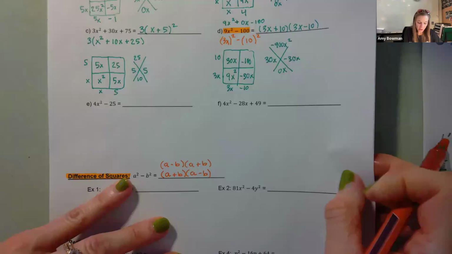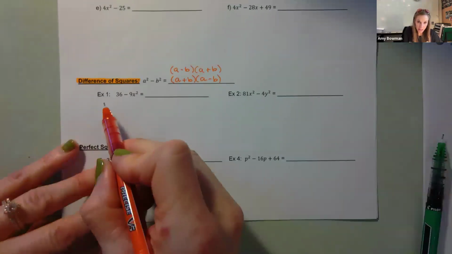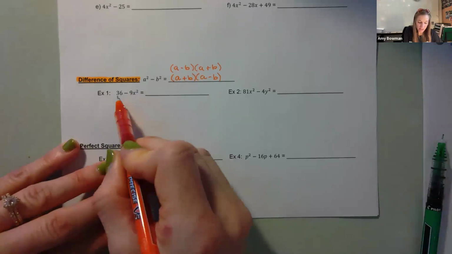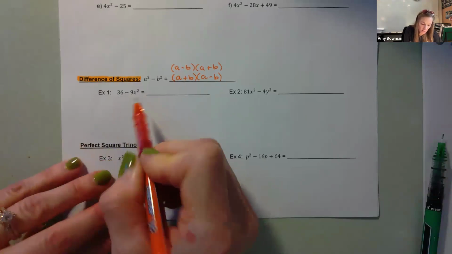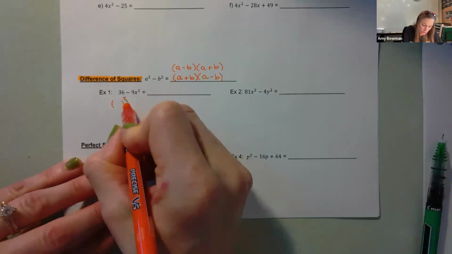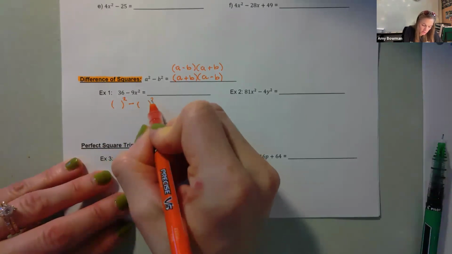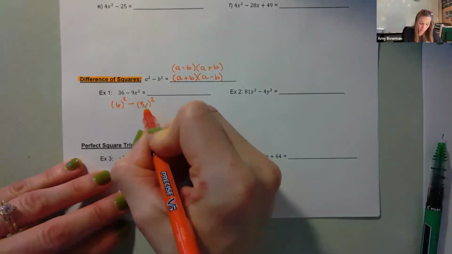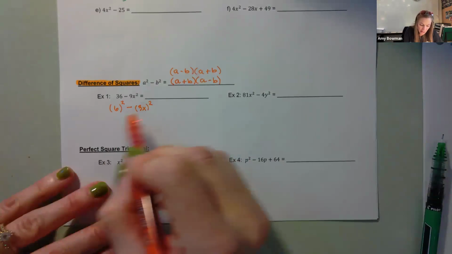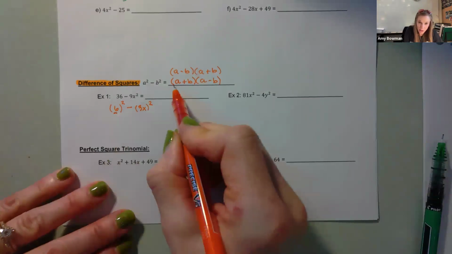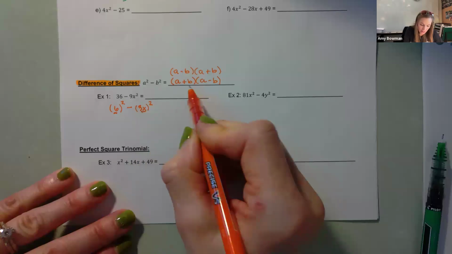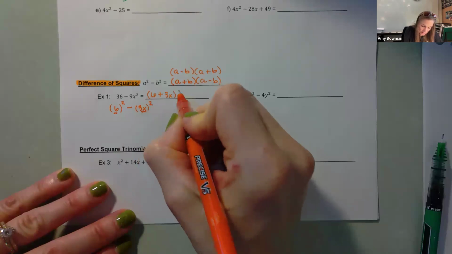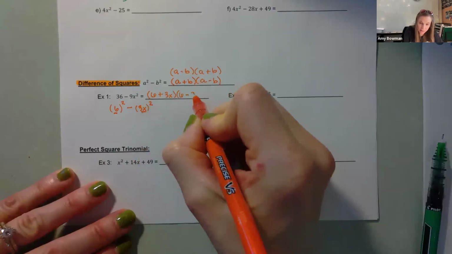So if we look at these examples down here, the first term does not have to be the x squared term. This is still considered a difference of squares. So again, let's rewrite it as the two things being squared. 36 is 6 squared and 9x squared is 3x squared. So that means when we factor that, 6 would be what I would call the A and 3x would be the B. So this factorization would be 6 plus 3x times 6 minus 3x.